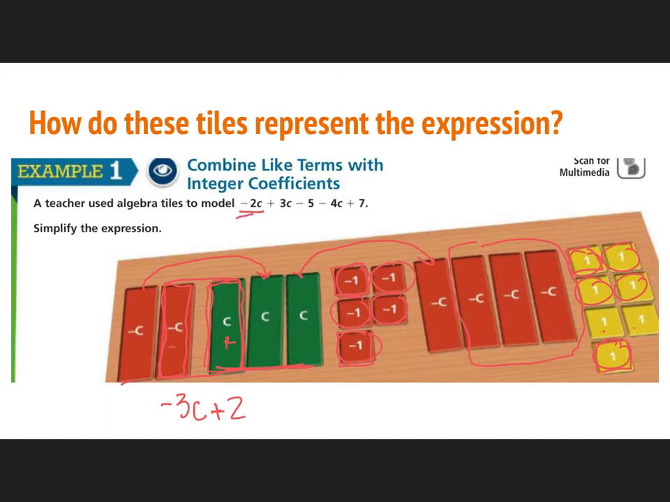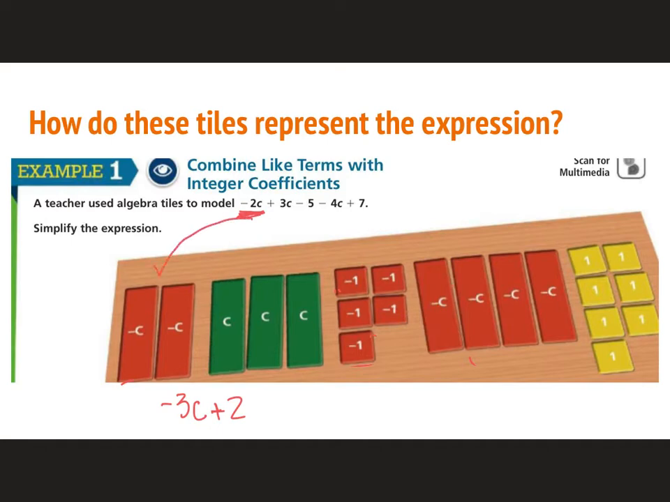So let me erase some things here because I have a lot of it written. But if you look here in the numbers, so negative 2, that's 2 negative c's. This says minus 4c. Well, minus 4c is really just negative 4c. So negative 4c is right here. There's 4 negative c's. That's negative 4c. And then positive 3c is right here.